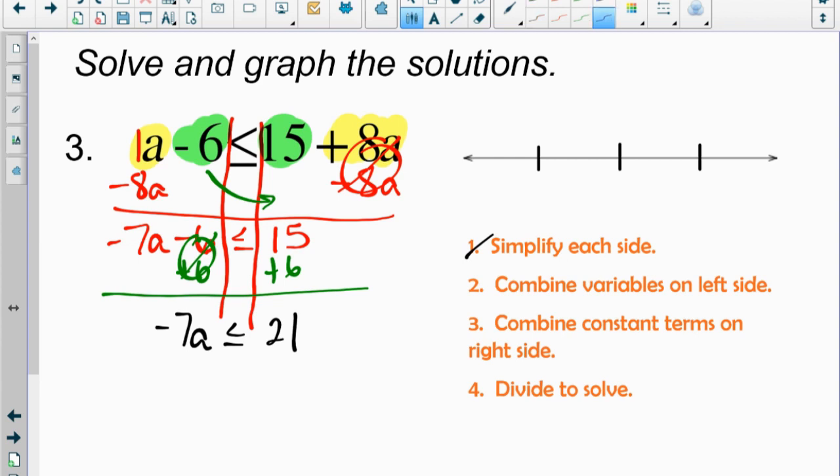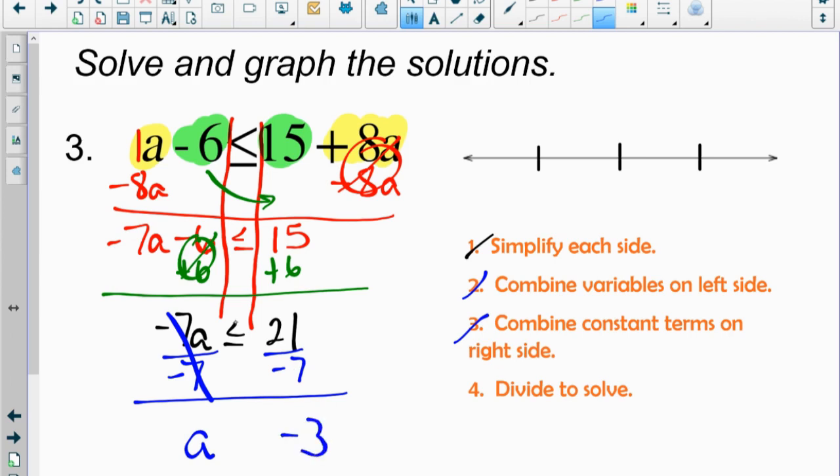All right, so our next step, I've got to get rid of the negative 7. So let's see, combine variables, combine constant terms, divide to solve. I'm going to divide by negative 7 to solve my inequality. It's going to leave me with a on the left, negative 3 on the right, and do I flip the inequality symbol? This time I do flip the inequality symbol because I had to divide by a negative number on both sides.